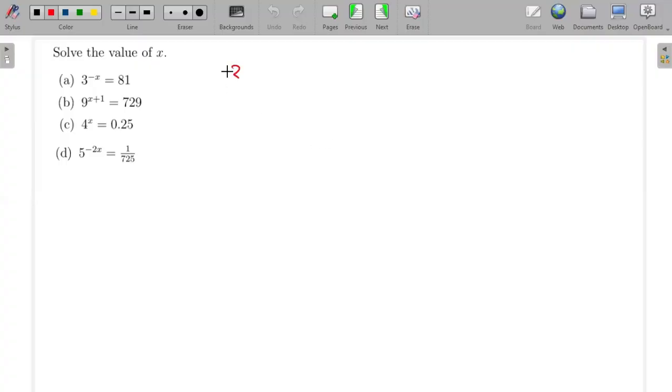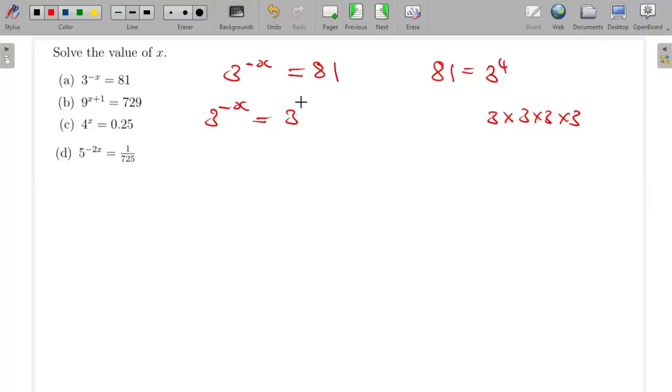So for the first one, you have 3 to the negative x is equal to 81. So here you can notice that 81 can be written as 3 to the power 4. So meaning we're multiplying 3 by 3 by 3 by 3, and that gives us 81. So I'll write 3 to the negative x, like that, and then it's equal to 3 to the 4th.